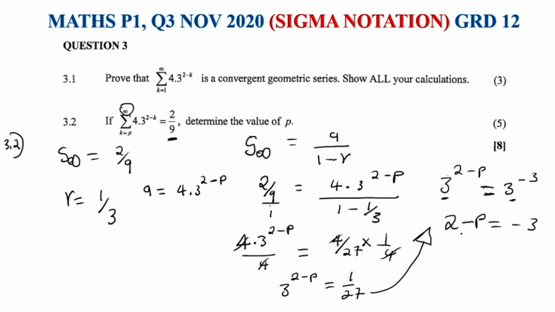Therefore, you take the 2 to the other side, it will change the sign. Minus p is equal to minus 3 minus 2, which is going to give us minus p is equal to minus 5. Therefore, you divide by minus 1 on both sides. p is equal to, therefore, 5. All right. You can put this p into the equation and double check if you will get the same sum. You should be able to get the same thing.